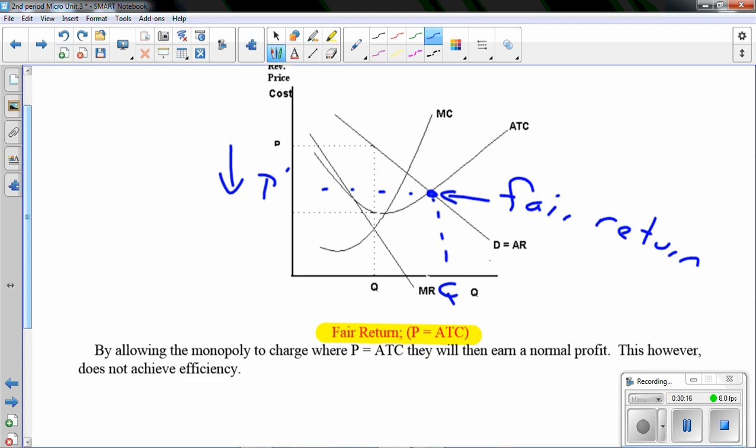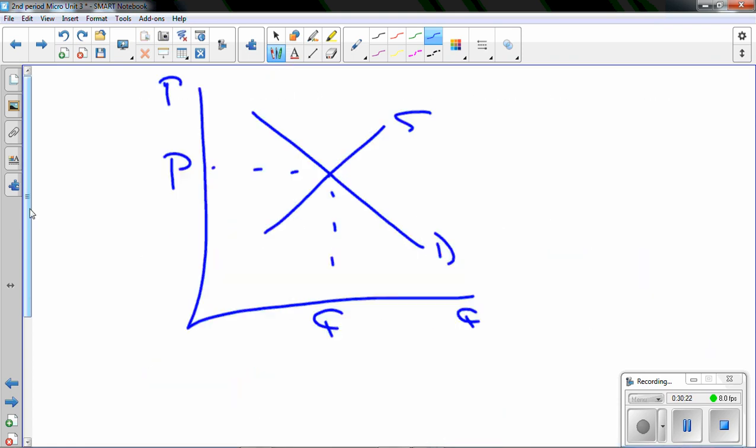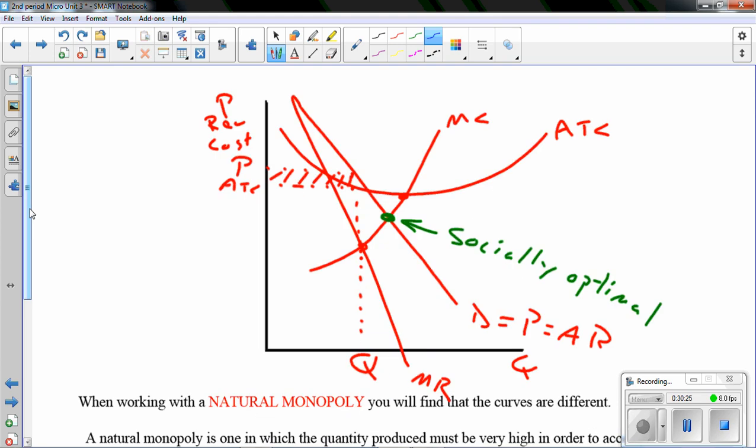What if we said, okay, wait a minute. This is a natural monopoly. Could we regulate them at a fair return? Fair return would be price equals ATC, which would be right there. What are they earning there? Zero economic profit. That's what makes it zero economic profit. And of course, then it'd be a lower price and a greater quantity than if it weren't regulated. Yes, pretty much every monopoly out there is regulated.